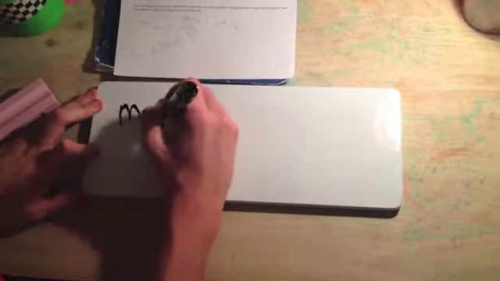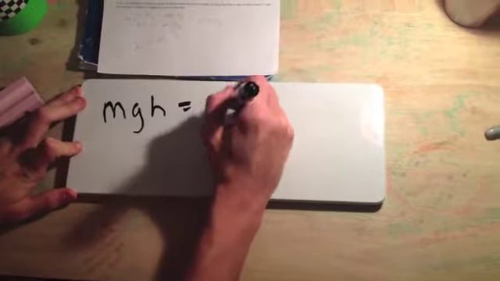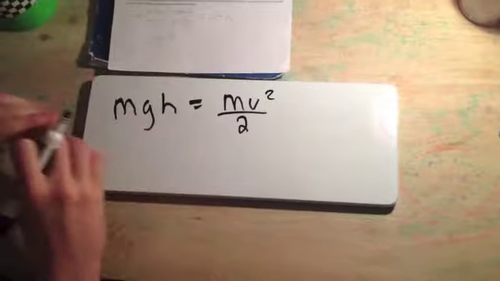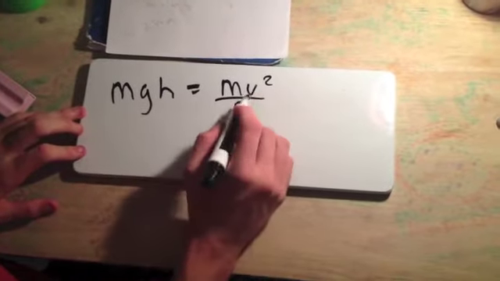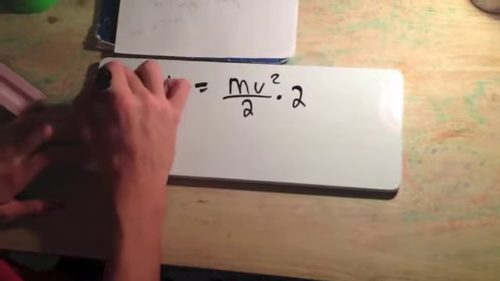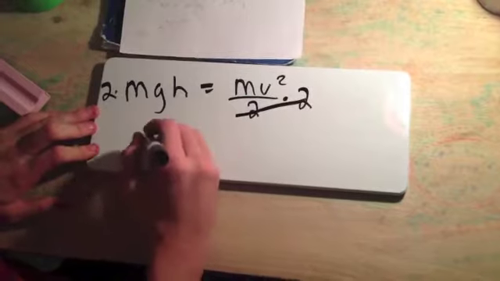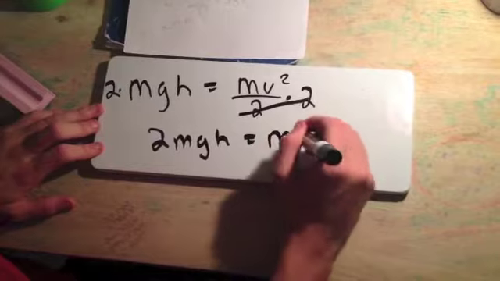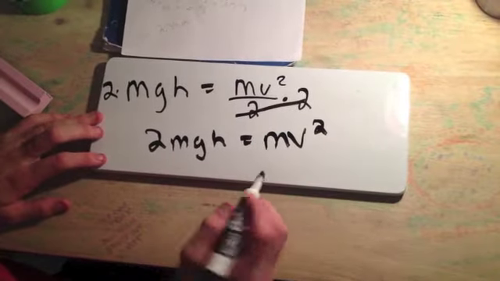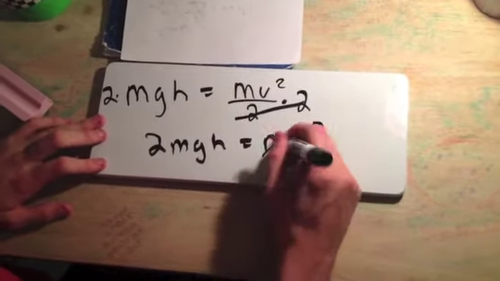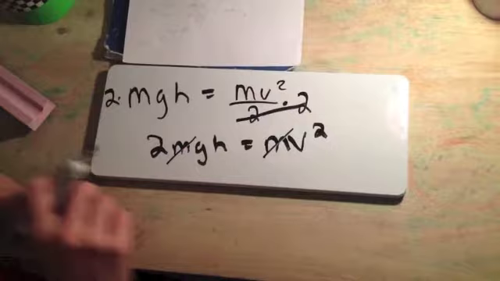So now that we have our givens, we can put it into our equation. That is mgh is equal to mv squared all over 2. Now we multiply by 2 on both sides, and this crosses out. So now 2mgh is equal to mass times velocity squared. And since there's mass on both sides and they're equal, we can go ahead and cross out both of these.